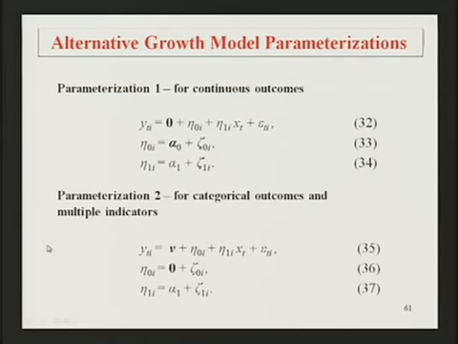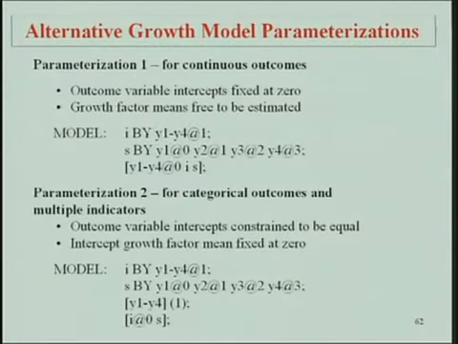So that's parameterization 1. Parameterization 2, you start off the same way, I by and S by, but then instead you hold the intercepts, the nus, equal across time. There's no subscript t here. So you have them within a bracket, and then a parenthetical statement 1 saying that all of those 4 intercepts are held equal to one single parameter. That's the nu in equation 35.